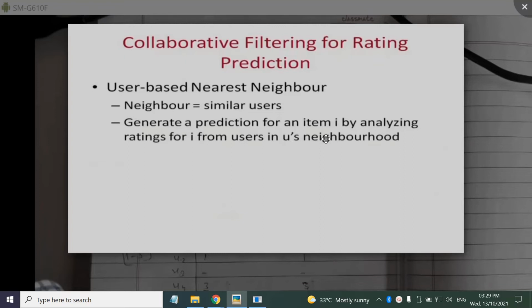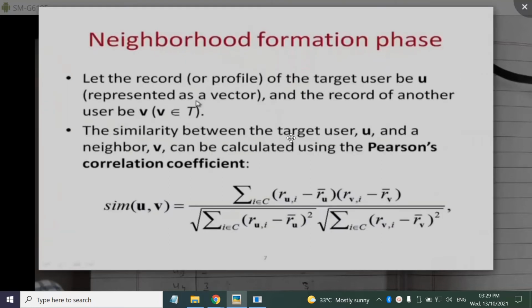Okay, so find the k nearest neighbors of u, see their ratings and predict the rating. Now how to interpret this formula? Here u is our target vector, v is another vector that you are matching with it. This is my neighborhood formation phase. There will be two phases: in the first phase we'll be finding the neighborhood, and in the second we'll be predicting. That is the prediction phase.